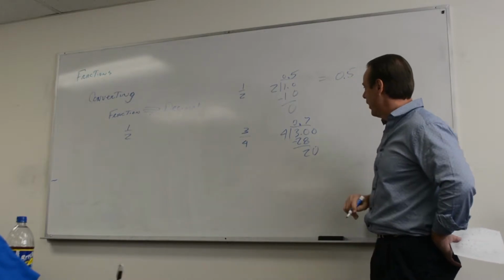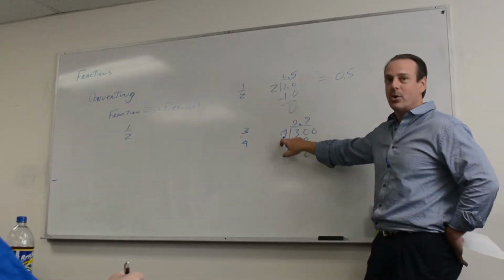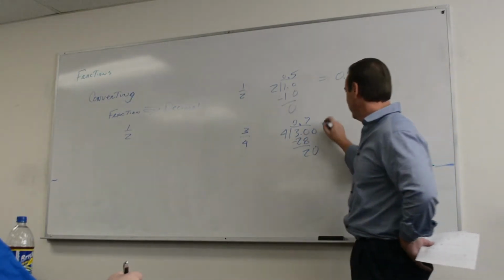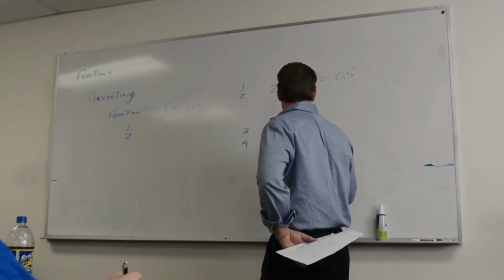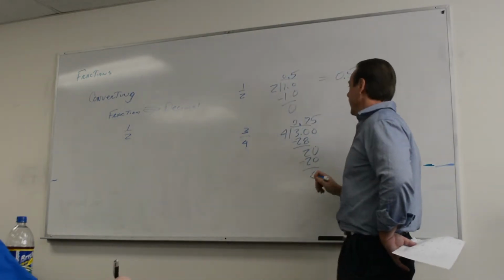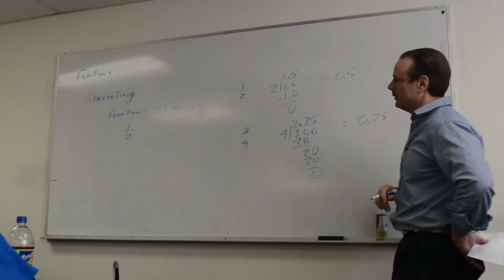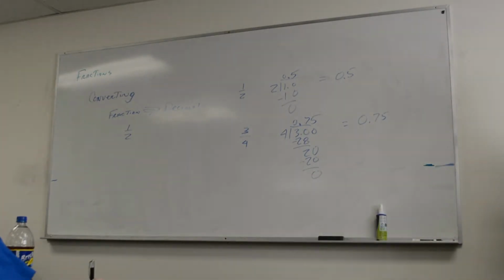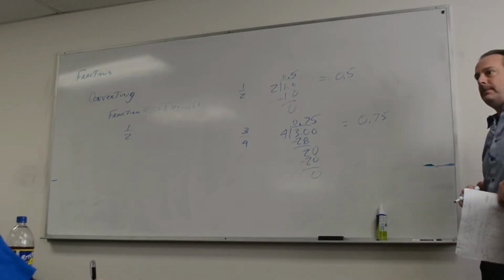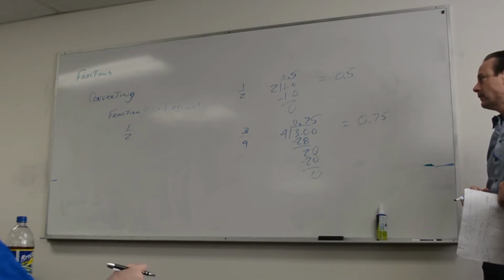Drop down the 0. We got 20. Okay, 4 goes into 20 how many times? 5. Subtract away, 20, we get 0. This terminated out, so 3/4 is equal to 0.75. Make sense? Yeah. Okay. That's pretty cool.